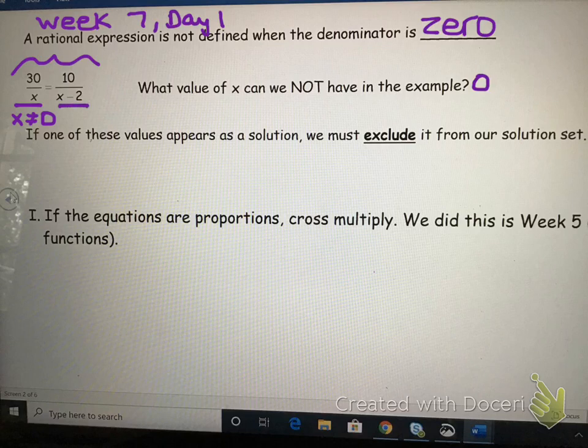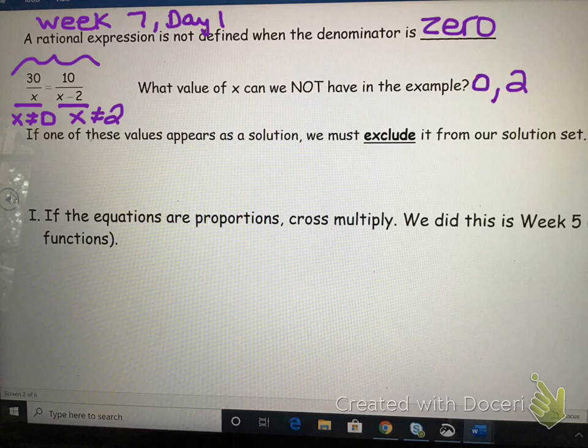This denominator right here would be equal to 0 when x is equal to 2. So we can't allow x to be equal to 2 because 2 minus 2 would then give us 0 in that denominator. So 0 and 2 are what we refer to as the excluded values for this proportion.